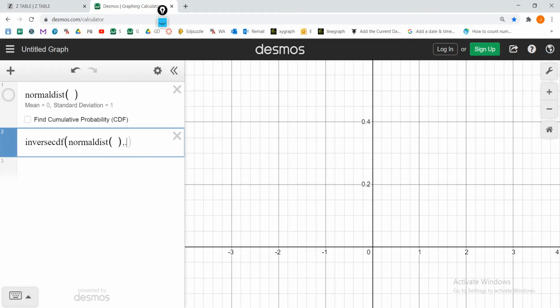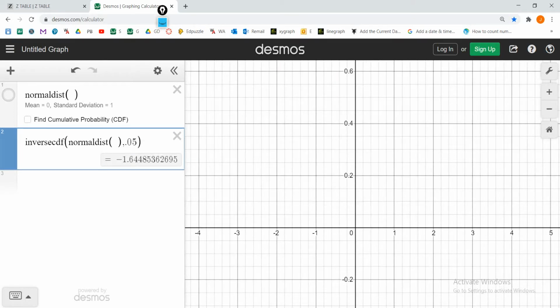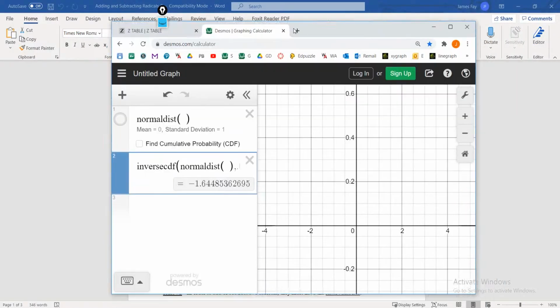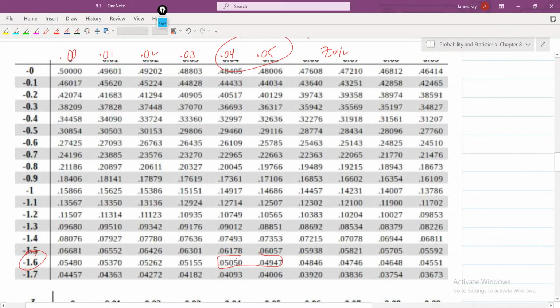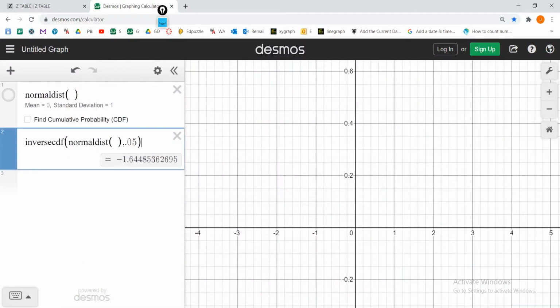Actually, I'm sorry, not 0.9. What we have to type in is the alpha value, the alpha over 2 in this case. So alpha over 2 would be, what was it, 0.05. There you get the negative 1.644 number, which is consistent with what we said we should be getting, something in between negative 1.604 and negative 1.605. But this is much more accurate.